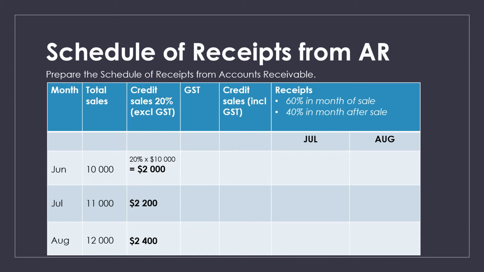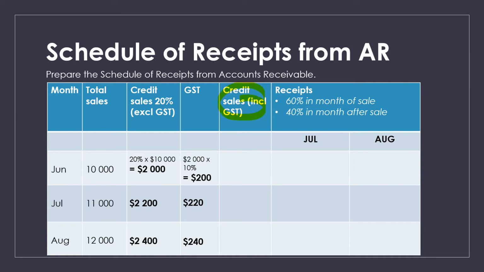The sales amounts we have calculated exclude GST. Therefore, we need to calculate the GST. For the month of June, the GST on credit sales was $200. In July, $220, and in August, $240. Next, we need to calculate the credit sales including GST.